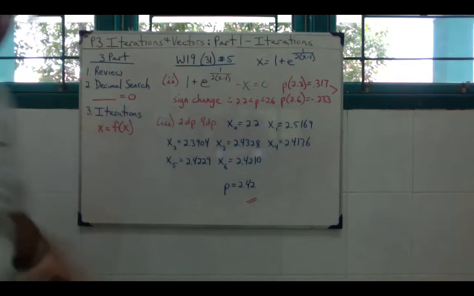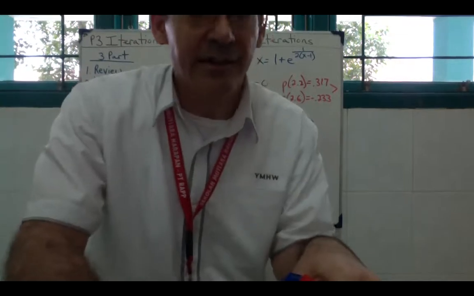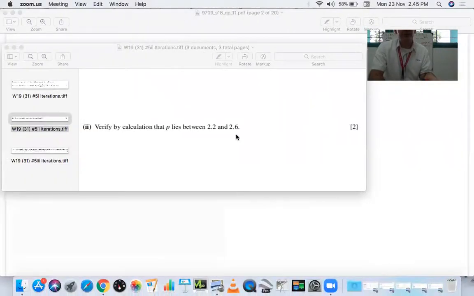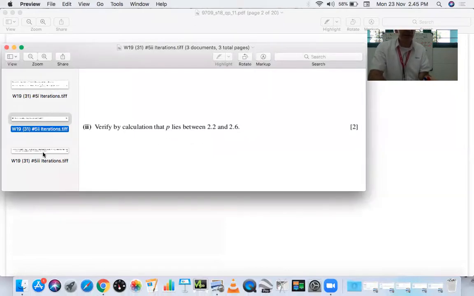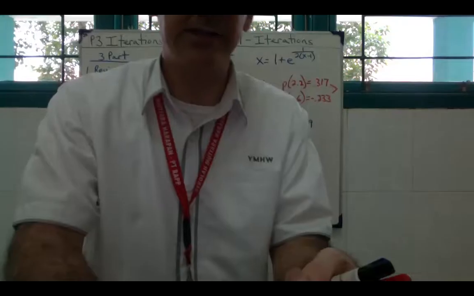Then it says to do the iteration. Let me just show you really quickly the question. So here, we did the verify by calculation that p lies between the two. Now we do the iteration part. Use the iterative formula, that's the x equals f of x, and determine p correct to 2 decimal places. Give each iteration to 4 decimal places.